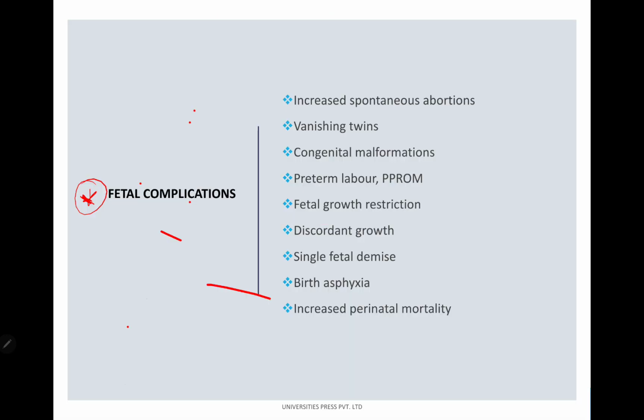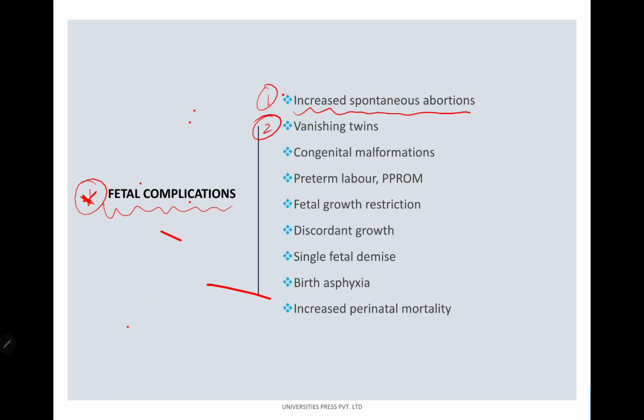Moving on to the very important one, that is, what are the fetal complications in case of multiple pregnancy? So the first fetal complication is increased spontaneous abortions. This multiple pregnancy can lead to spontaneous abortions. There's an increased chance of this pregnancy becoming a spontaneous abortion.